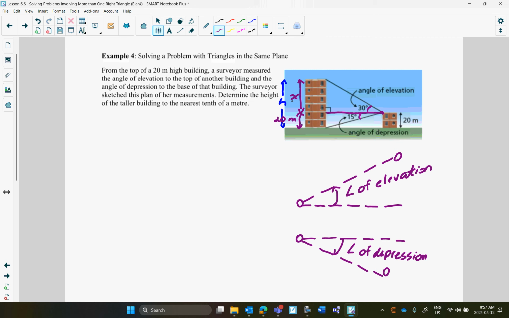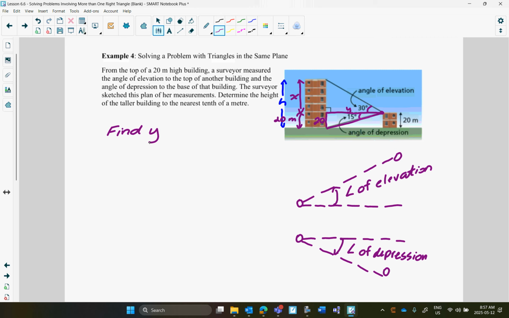In order to find what X is, I need to use this right triangle with the angle of elevation. But to do that, I need to use this right triangle with the angle of depression, because remember, this is also 20. Should have done it in two different colors. So remember, this is 20 here as well, to find this missing side, which I'll call Y. So we need to find Y, then X, then H, which is our ultimate goal.